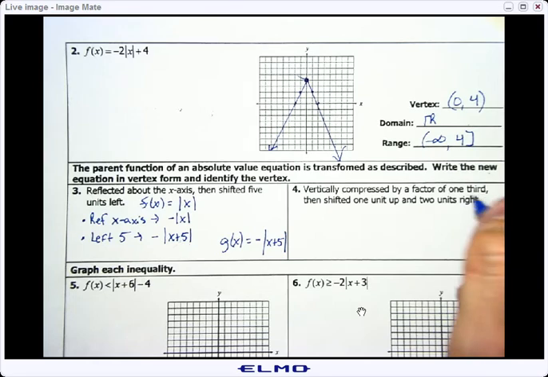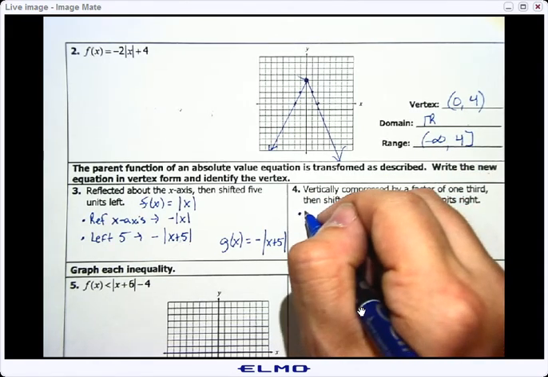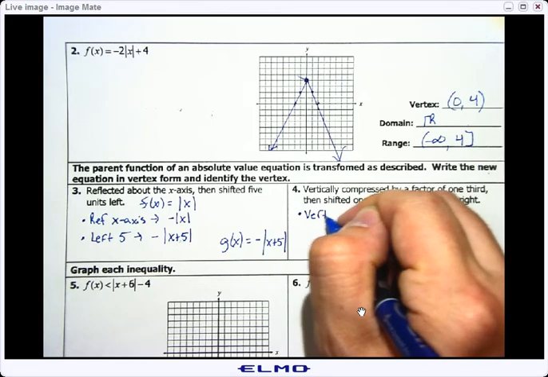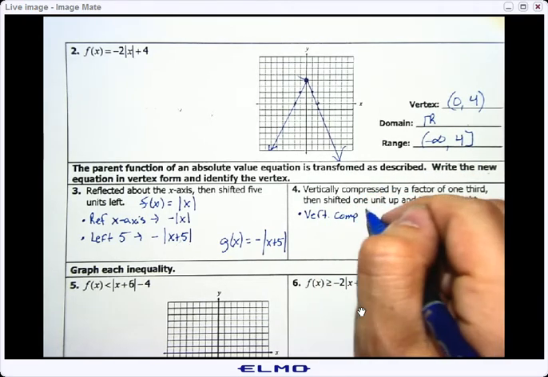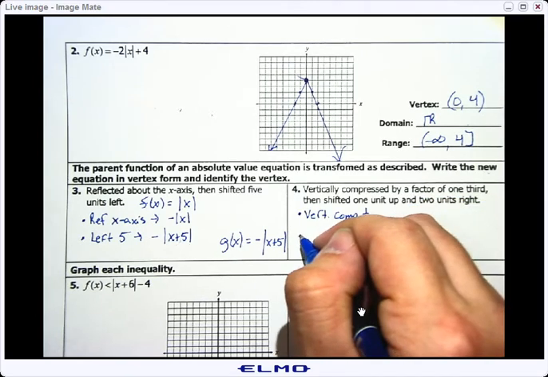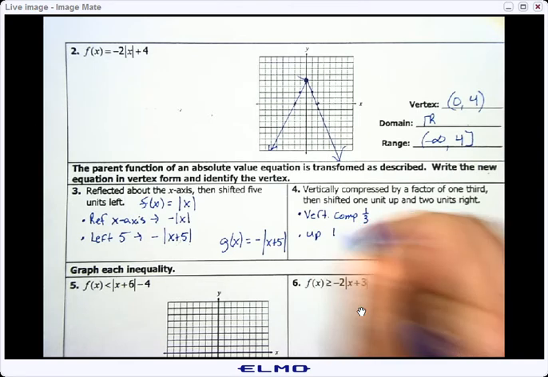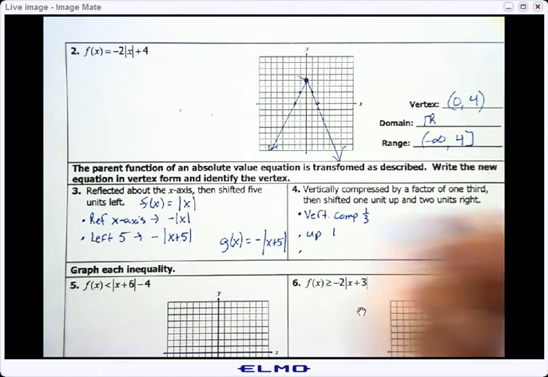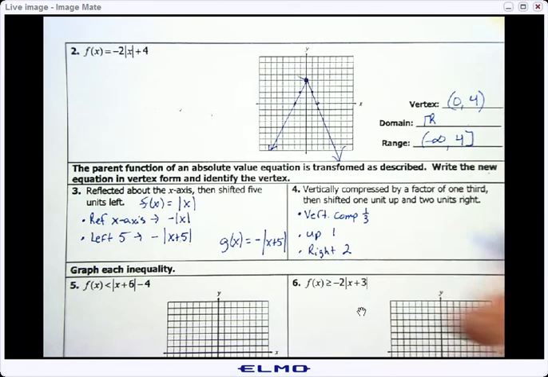All right, for number 4, again, step by step. We're going to have a vertical compression by a factor of 1/3, and we're going to shift up 1, and we are going to go to the right. All right, so again, the parent function, f of x equals absolute value of x.